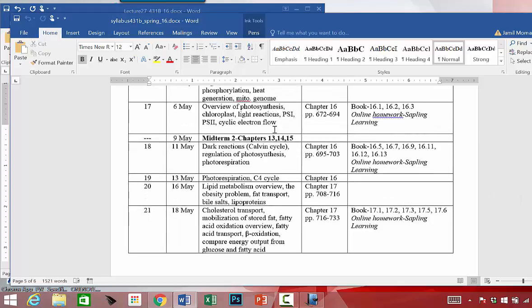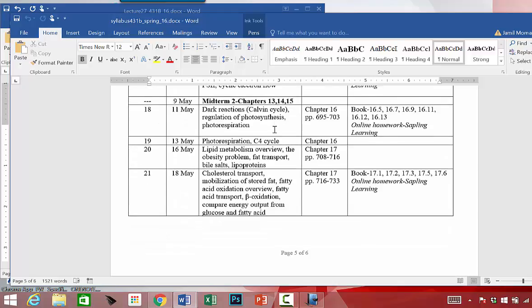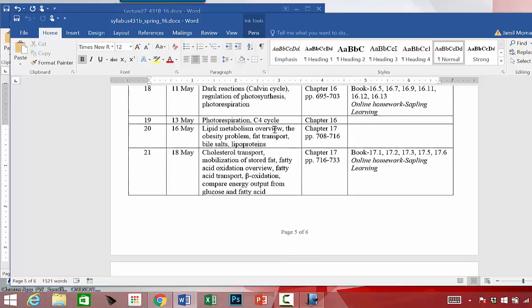We went through photosynthesis. We went through the light reactions. We talked a lot about photosystem 1 and photosystem 2. We talked about cyclic electron flow. We talked about the dark reactions, the Calvin cycle. Basically, that's just where you're starting to incorporate CO2 and make that into sugar. Okay? We did not talk about the regulation of photosynthesis, so you don't have to worry about that.